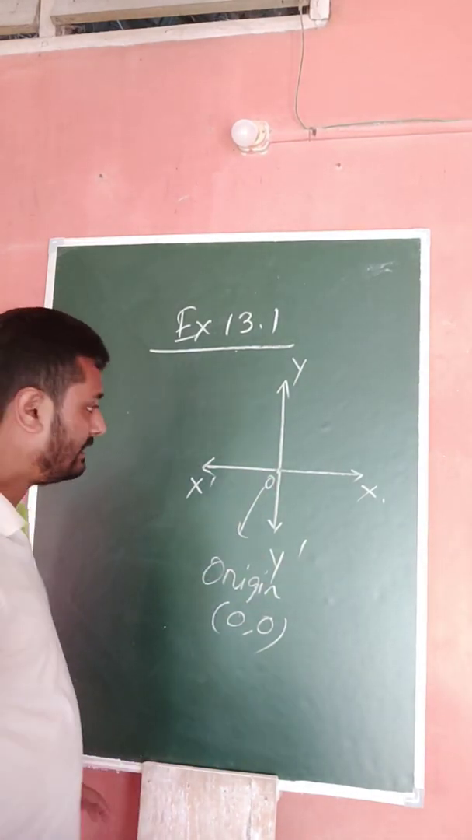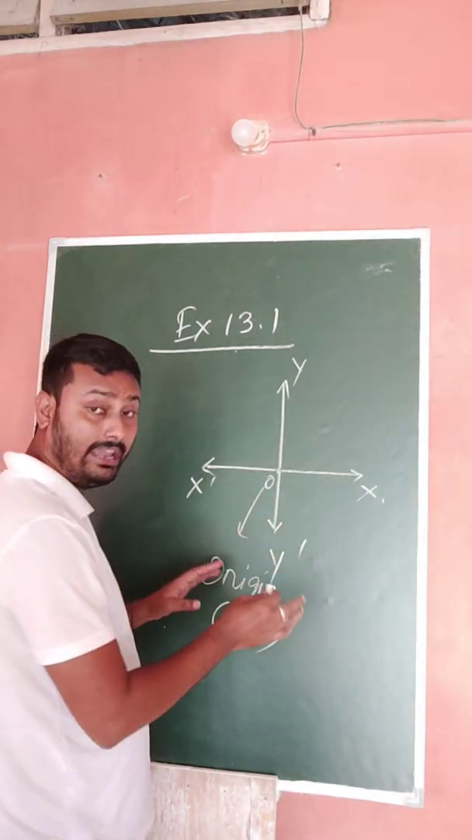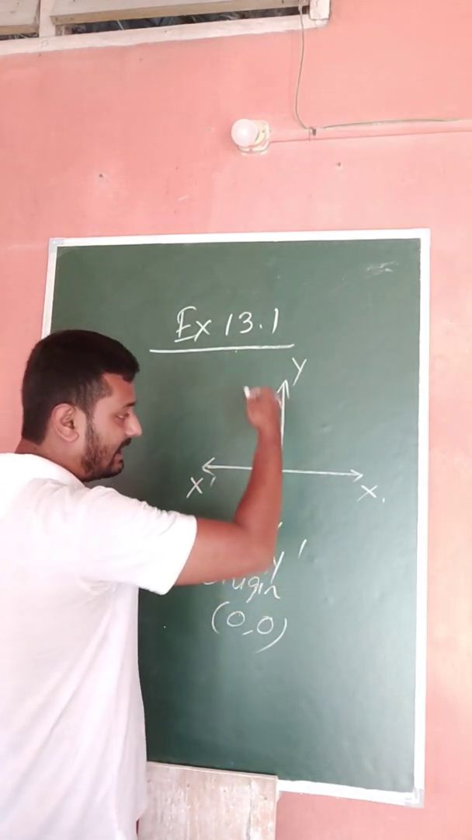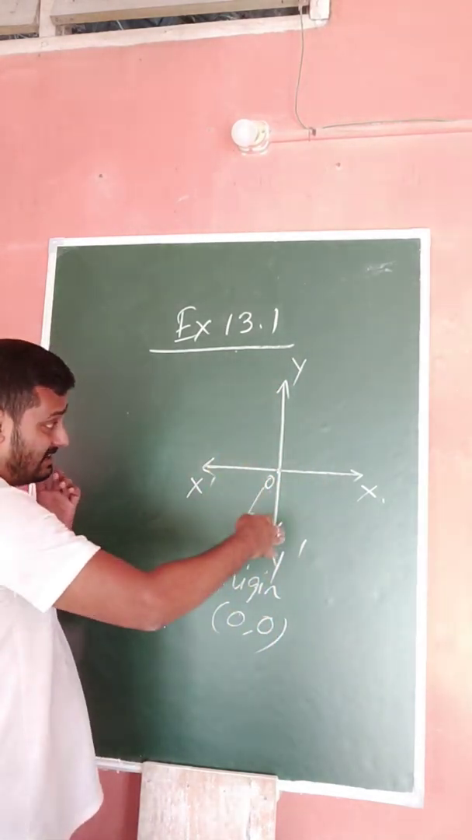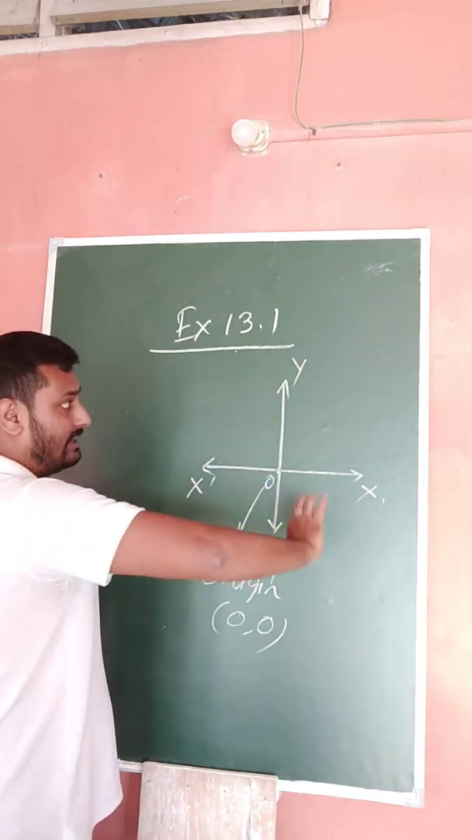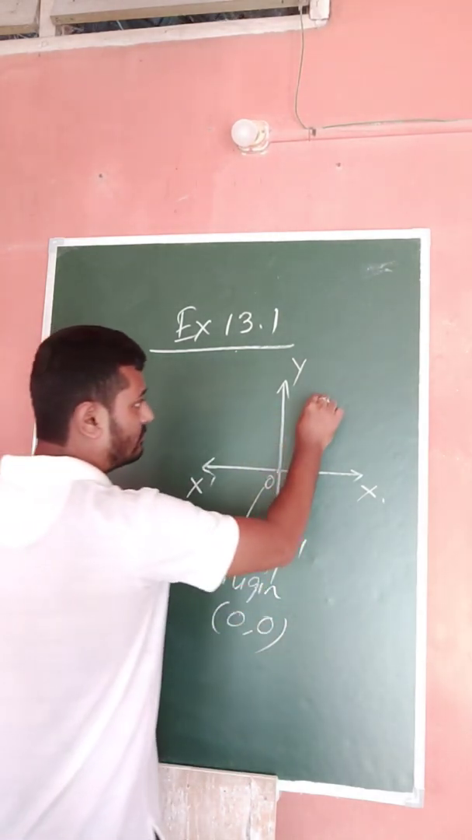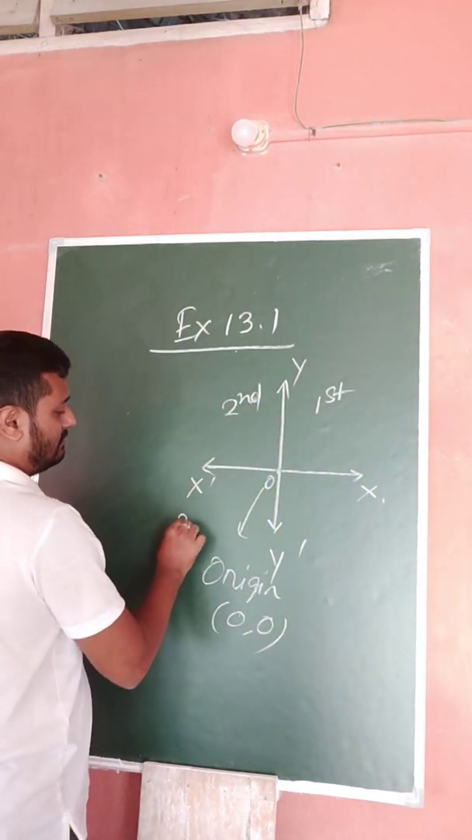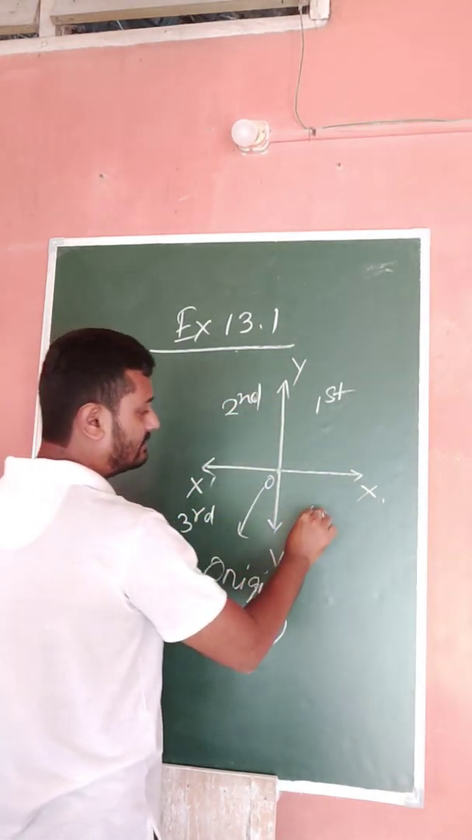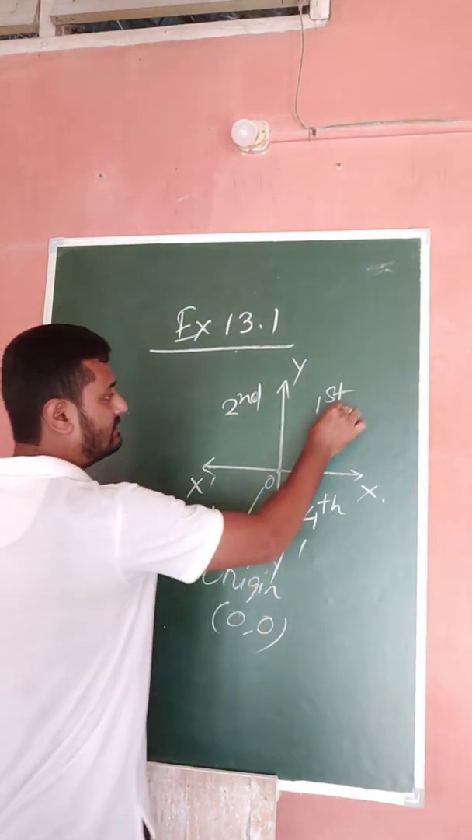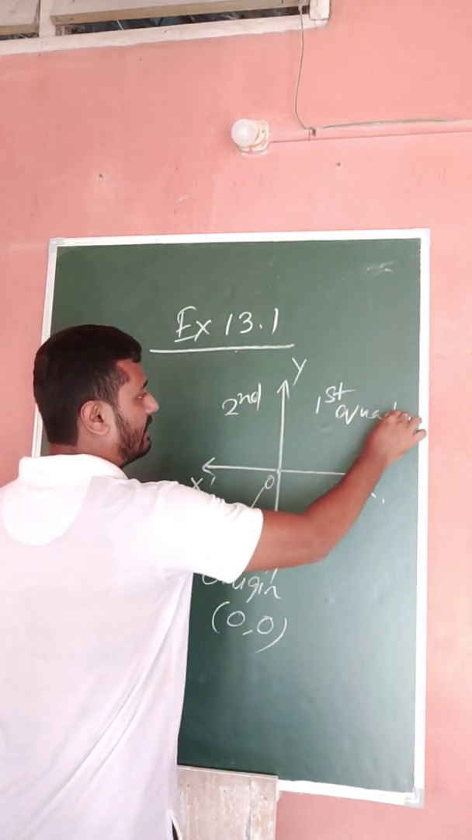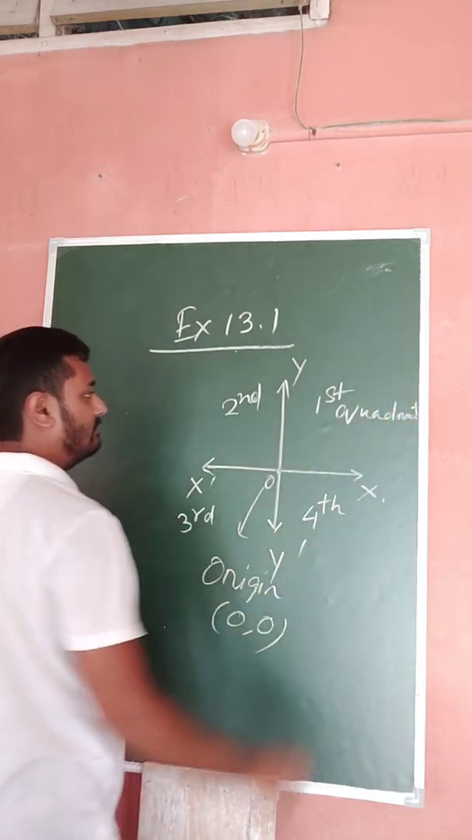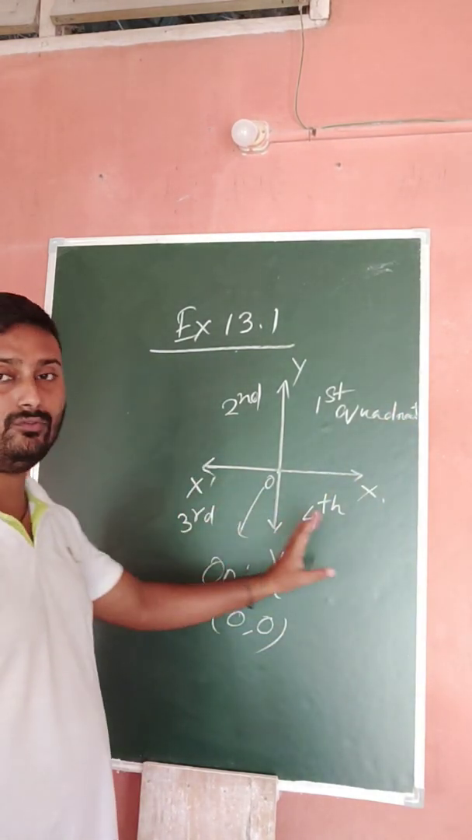These two axes divide the whole plane into 4 quadrants. This quadrant is known as the first quadrant, this is the second quadrant, this is the third quadrant, and this is the fourth quadrant.